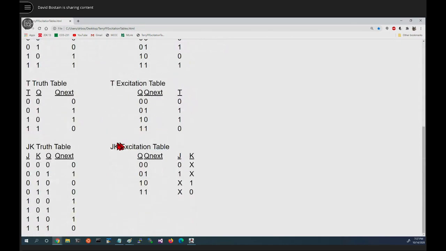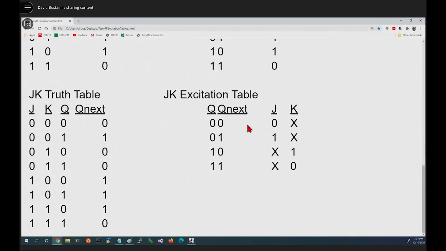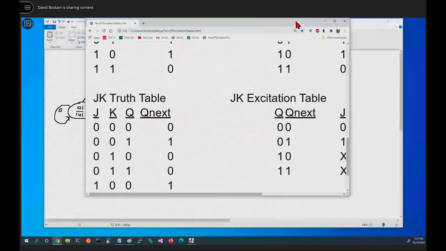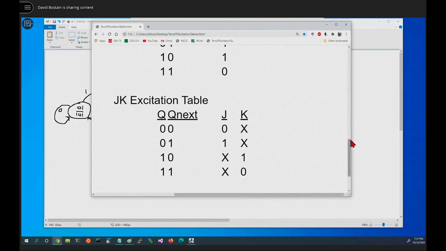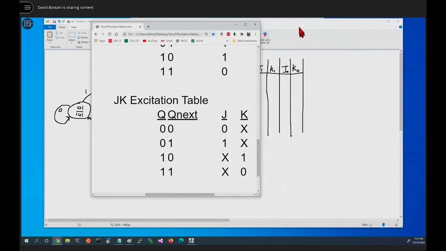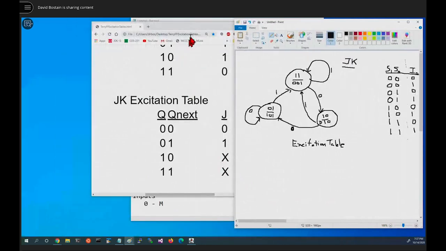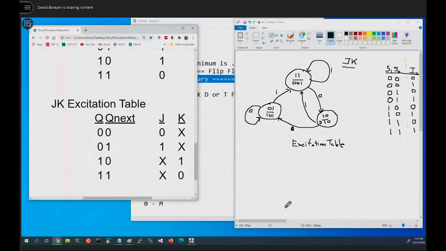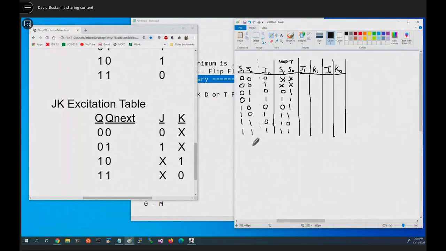So the one we care about right now is the JK excitation table. We want to use this one right down here and let it tell us what to do. Let me see if I can get it on the screen at the same time as our truth table. I'll scroll over for a second. Okay, we're only looking at S1.